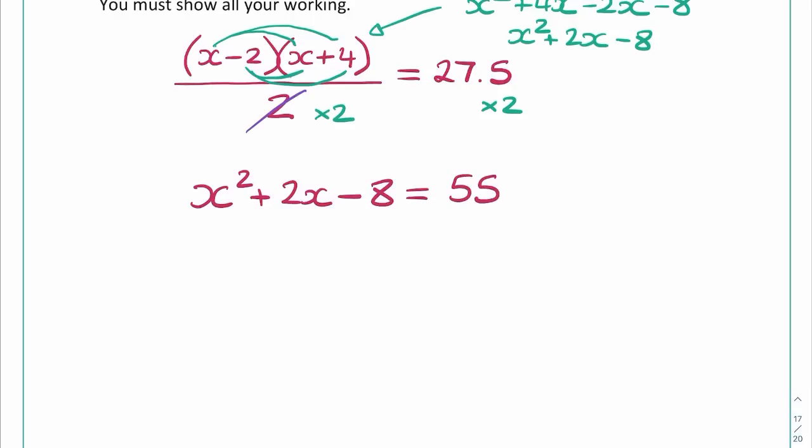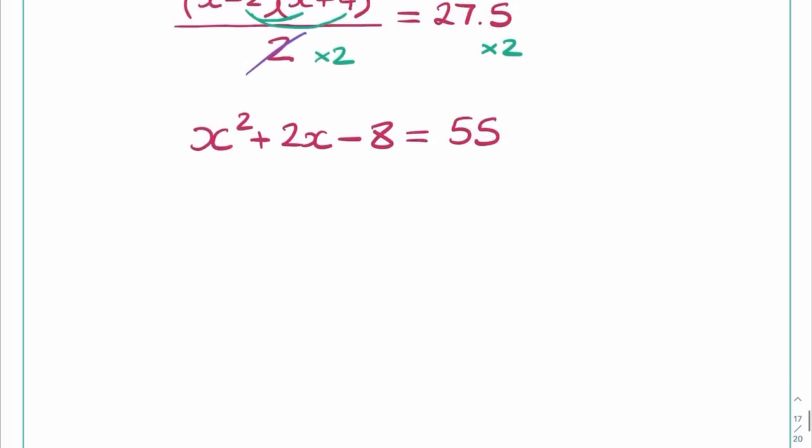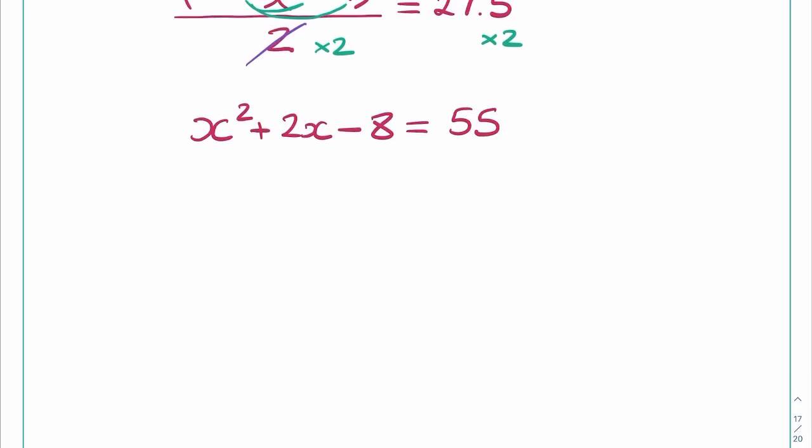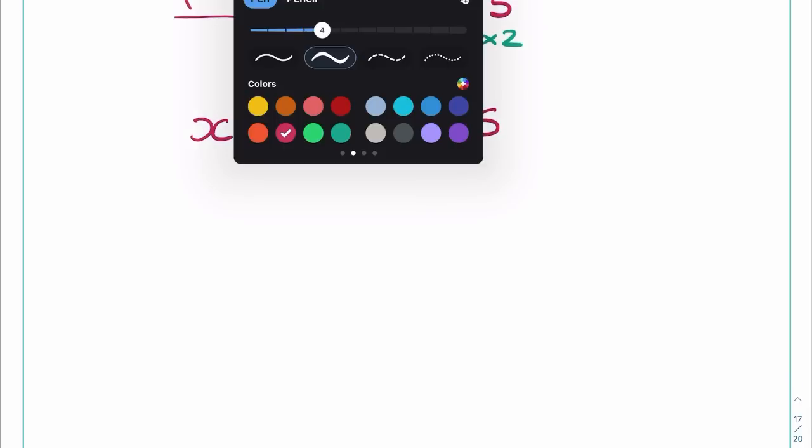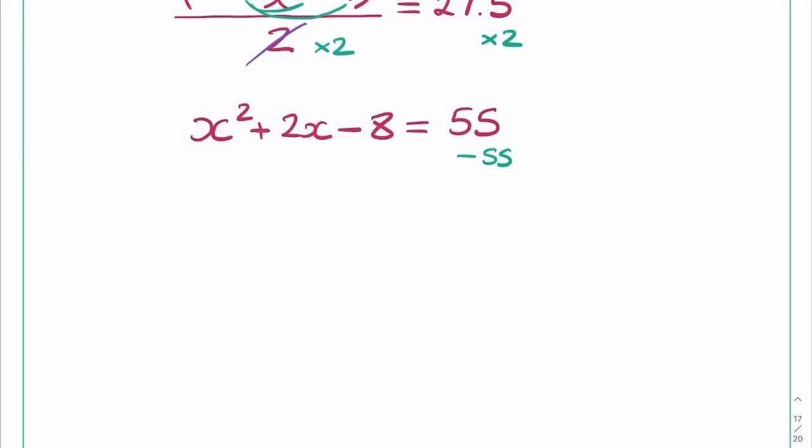So we have a quadratic equation to solve. When we want to solve a quadratic equation, it has to equal 0. So we need to subtract 55 from both sides. Once we've done that, it'll equal 0, and we can then go about factorising it and solving it. So negative 8 take away 55 is equal to negative 63. So we have x squared plus 2x minus 63, and that's now equal to 0.